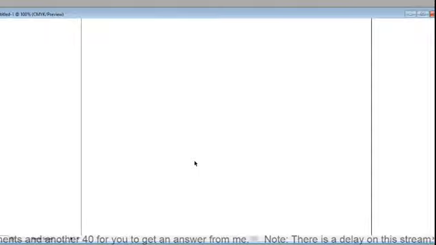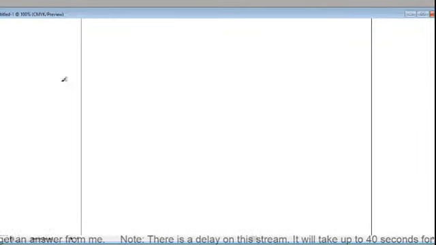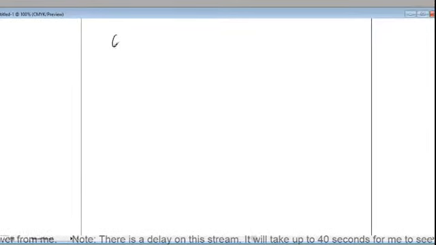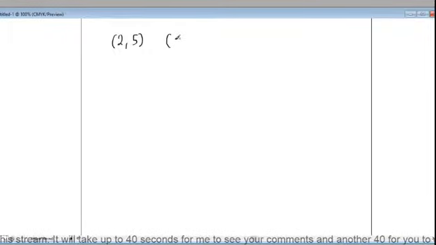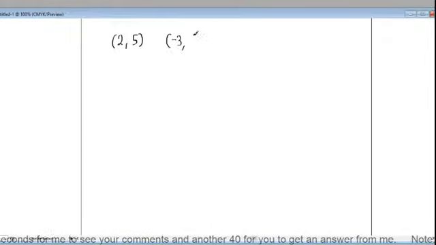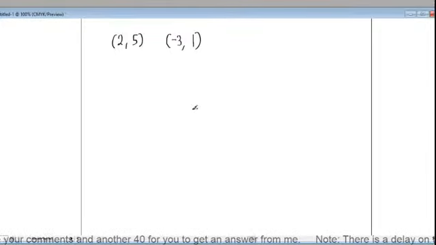One thing that's important for that, though, is to find the slope of that line. Okay? So, let's say that we're just given 2 points. I'll just come up with 2 real quick. (2, 5) and maybe (-3, 1). Okay, so we're just given 2 points, nothing else.